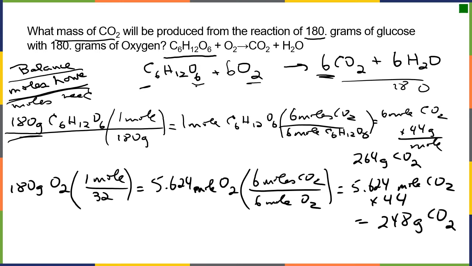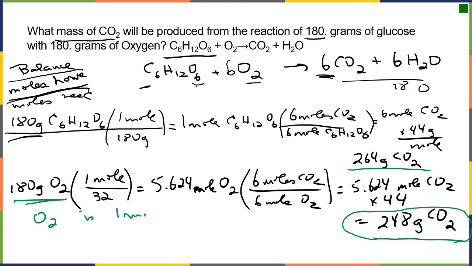Now, we can't make both 264 and 248. We know that we are going to run out of something. And we know what we're going to run out of by looking at the smaller amount of the product, because as soon as we make 248 grams of CO2, our oxygen is gone. So oxygen is limiting. We will only make 248 grams of CO2. Making 264 would be a miracle, and there's no miracles in chemistry.